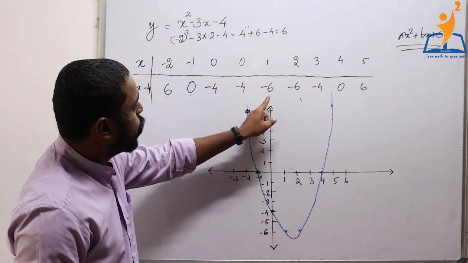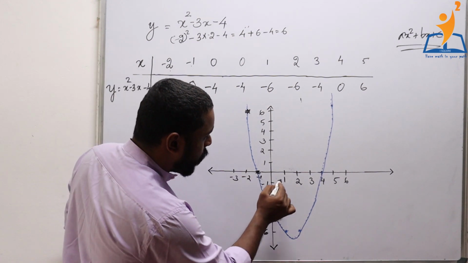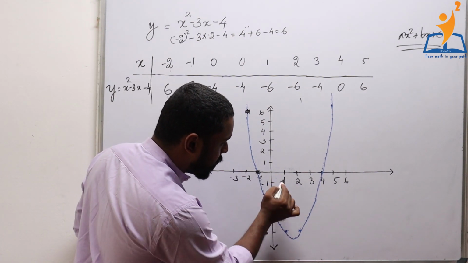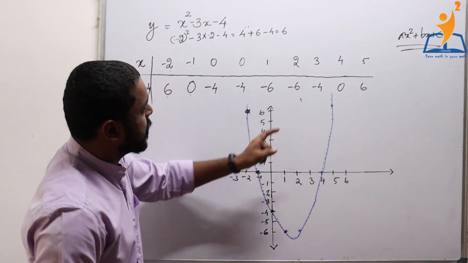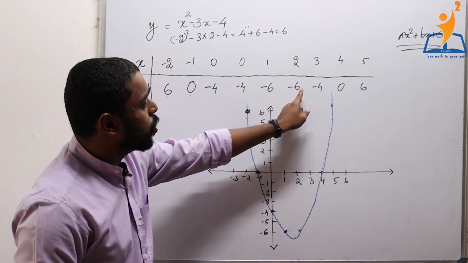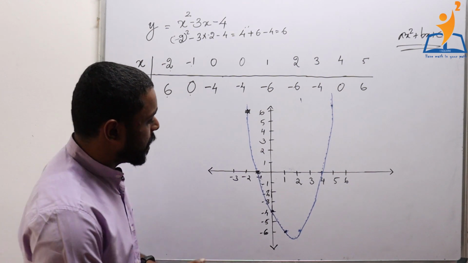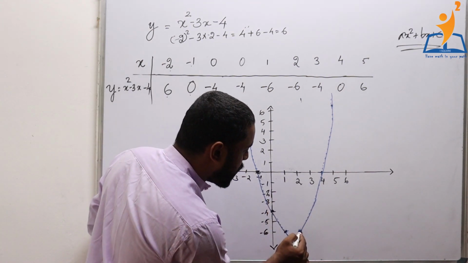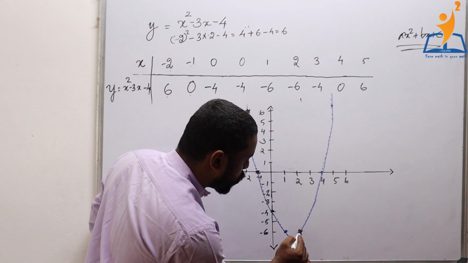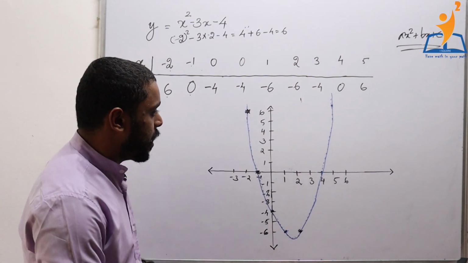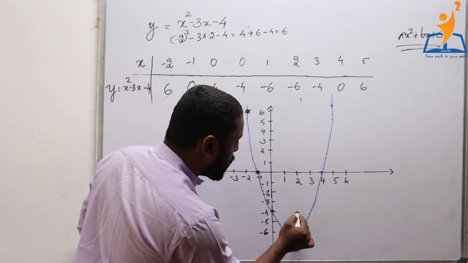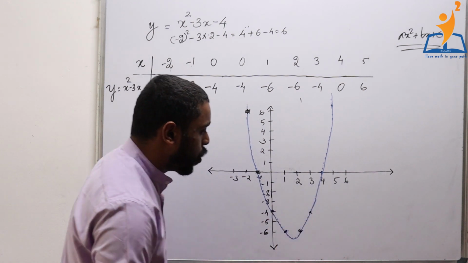And when x equal to 1, the value is minus 6. So this is also a point, 1, minus 6. When x equal to 1, y equal to minus 6. When x equal to 2, y is equal to again minus 6. So 2, minus 6. So 2, minus 6 again. When x equal to 3, the value will be minus 4. So 3, minus 4. So this is also a point on the graph.